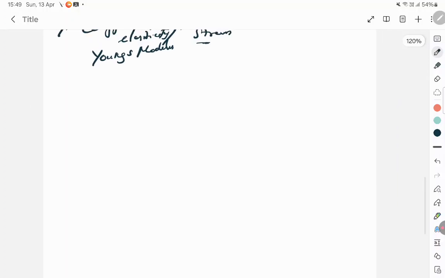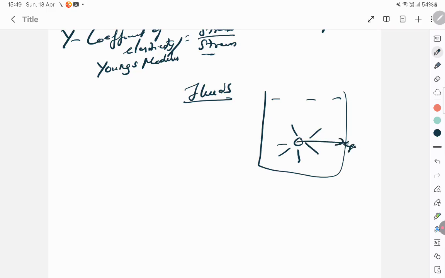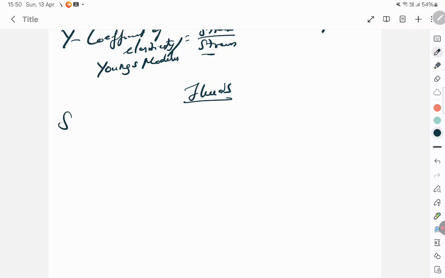Then I taught you about fluids. In fluids, I told you to take a beaker and fill it with water. These molecules are uniformly attracted by molecules in all directions, so they will be in equilibrium. Whereas the molecules at the surface will not be in equilibrium. They will be tensed. That is called surface tension. The formula is force by length, which is M L T to the power minus 2 by L. So it will be M T to the power minus 2. That's the dimensional formula for surface tension.